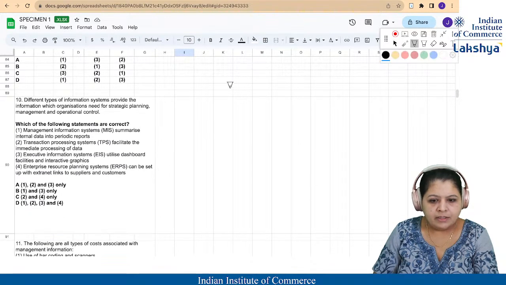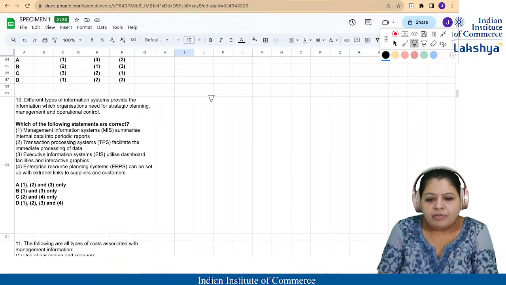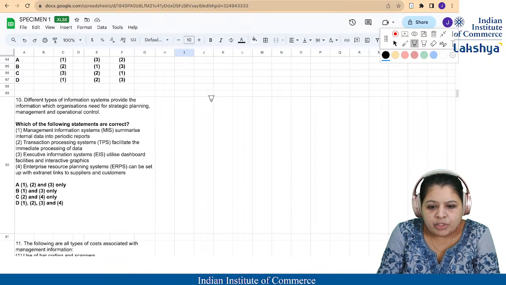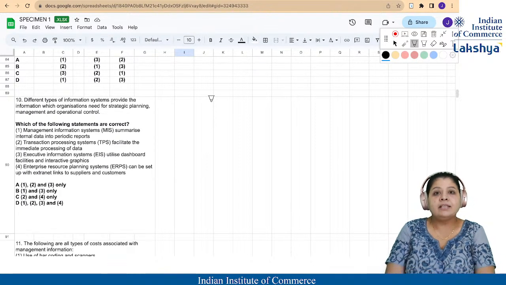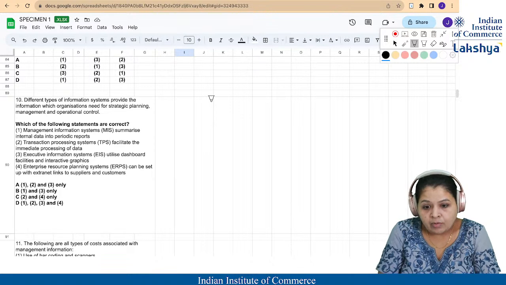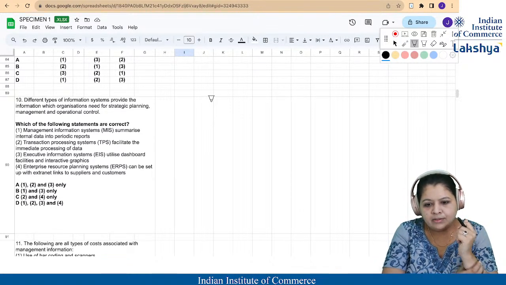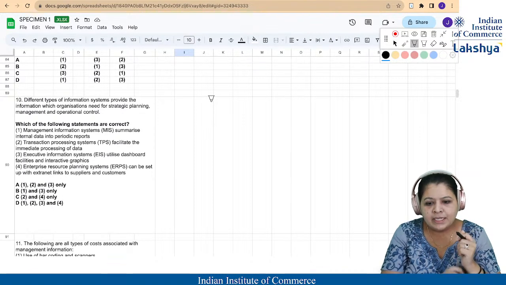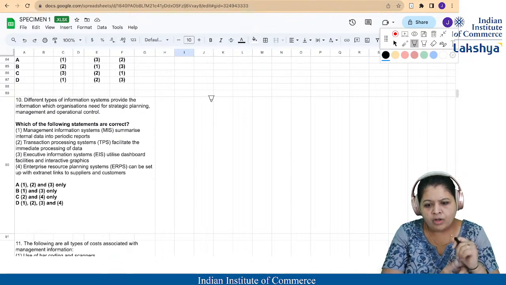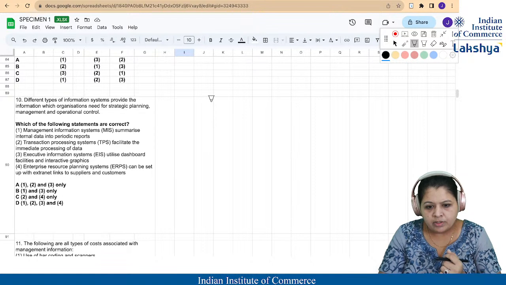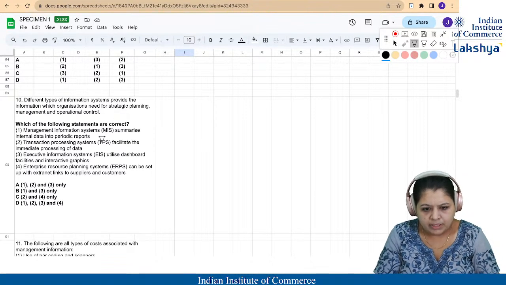Again, a theory question. Different types of information systems provide the information which organizational control needs for strategic planning. So you need to find out which is MIS, which is TPS, EIS, and ERP. Now, for this question, a management information system summarizes the internal data for your periodic report, right? Which is correct. Yes, it is correct. It gives you internal data.